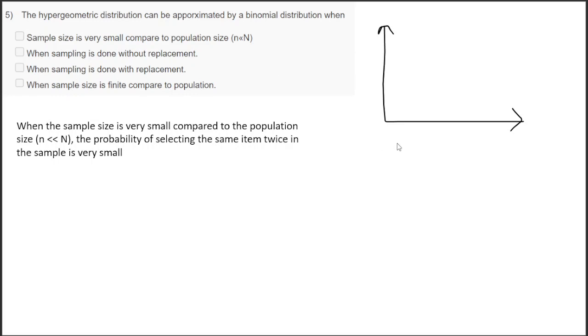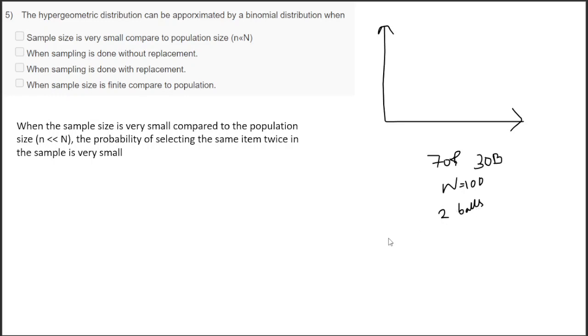How can we tell that? Okay, we can take an example. Suppose you have 70 red balls and 30 black balls. So the population is 100, N is equal to 100 totally in a lot. Then you are sampling only two balls.